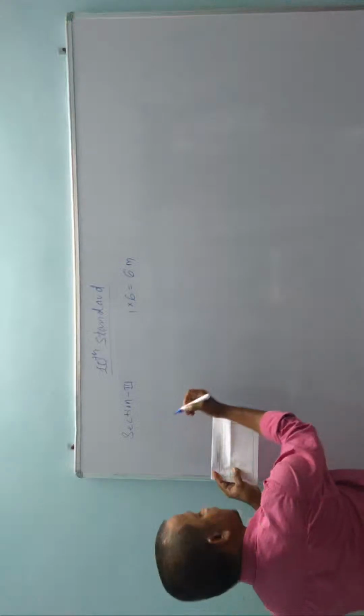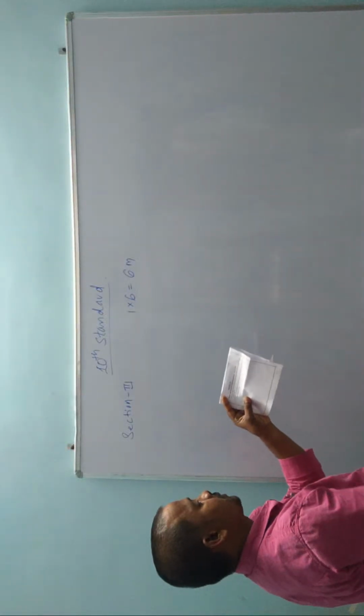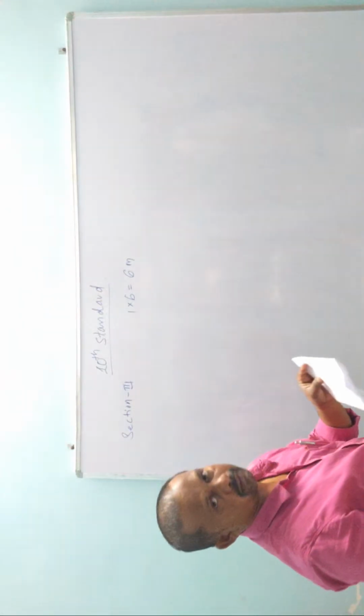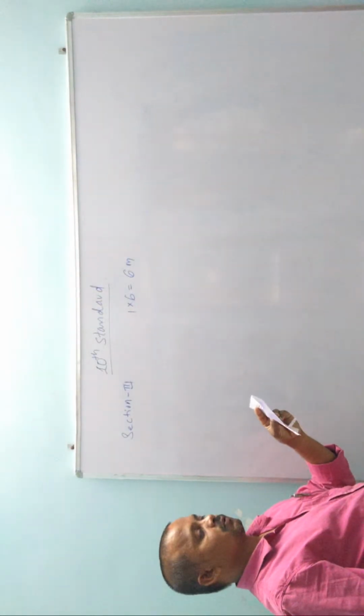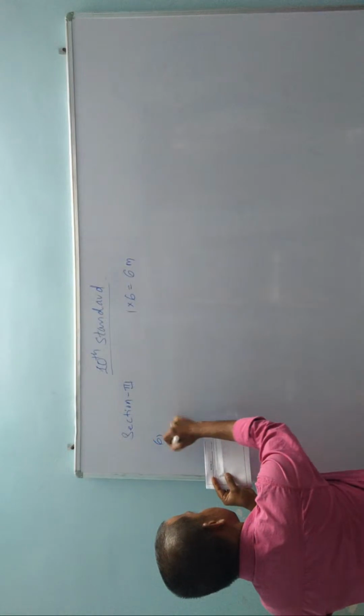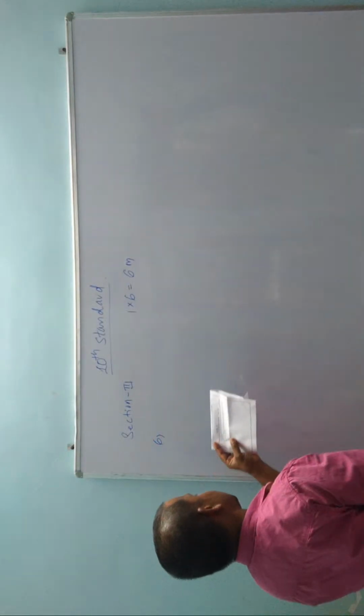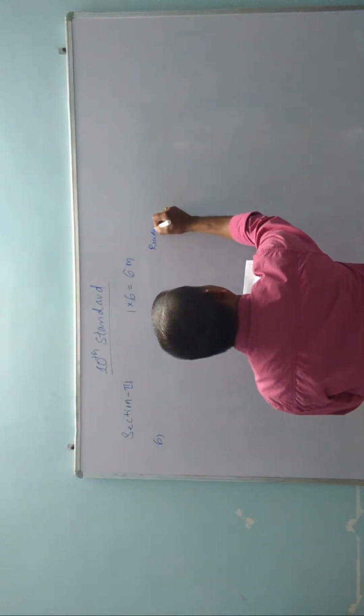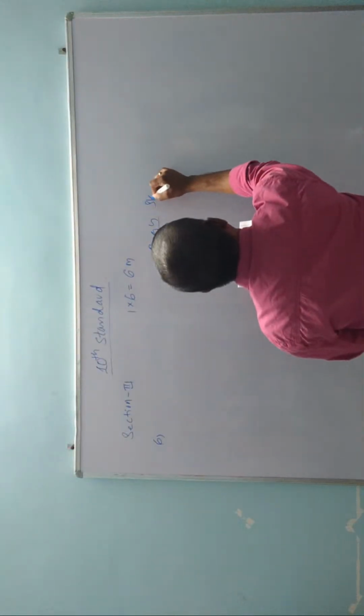So here we have one choice. In section 3, they have given a total of 2 questions, and we have to attempt only one. Each question carries 6 marks. The sixth question: draw a circle of radius 3 centimeters. Let us draw a rough diagram, a rough sketch.